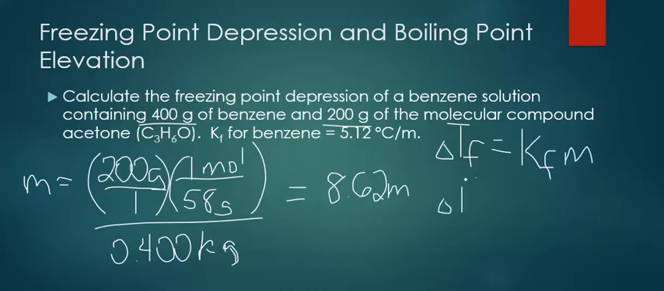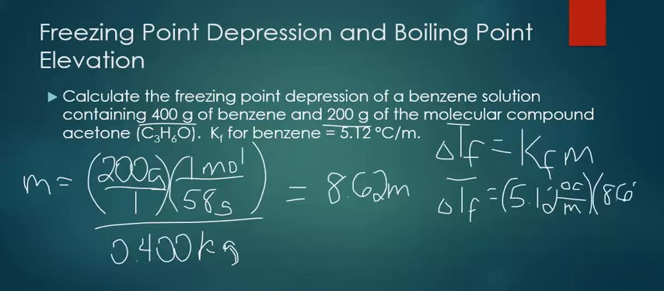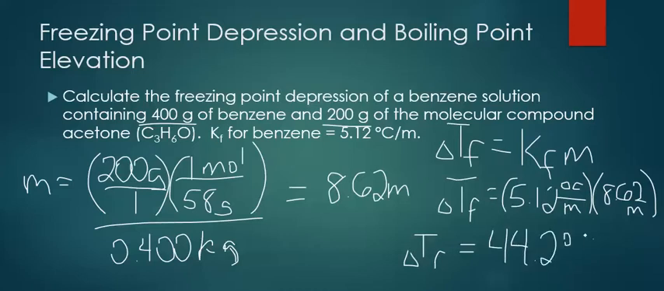Once I know the molality, I want to calculate delta TF, which is KF times M. So delta TF would be equal to KF, which I'm given as 5.12 degrees Celsius per molal. And then my molality, 8.62. And so the change in the freezing point, delta TF, is equal to 44.2 degrees Celsius. So my freezing point will decrease by 44.2 degrees.